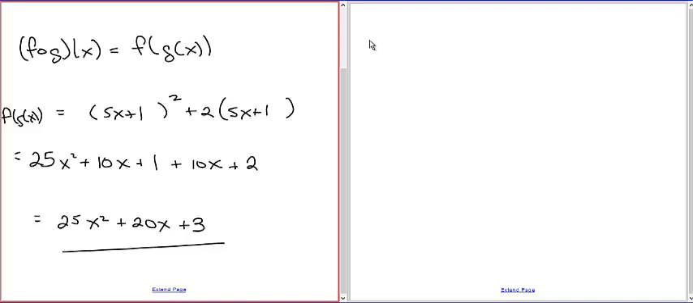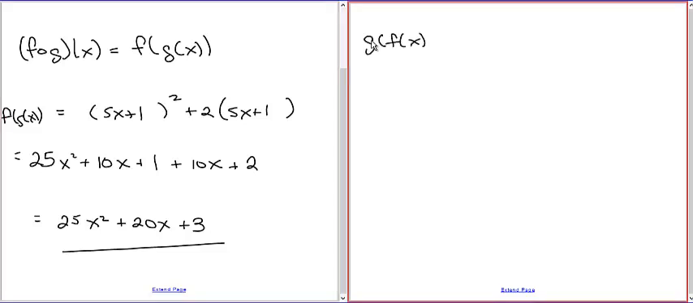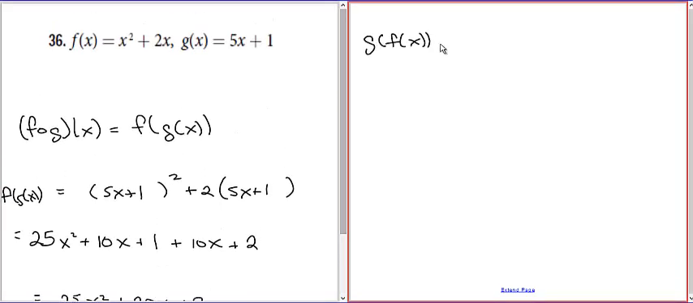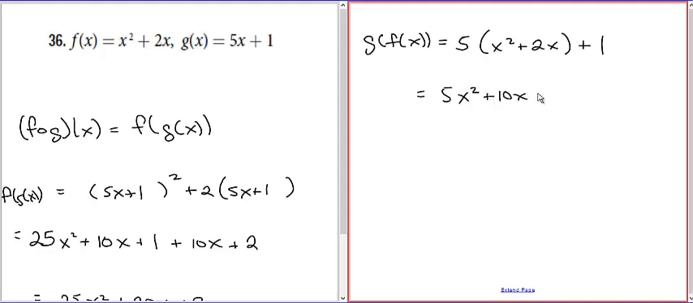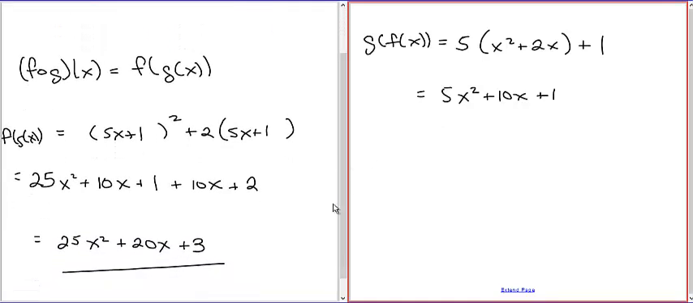And then to do g of f of x, I'm going to take g of x and put a parenthesis where x is. And I'm going to substitute in f of x inside the parenthesis. So multiply that out, you get 5x squared plus 10x plus 1. 5 times x squared is 5x squared. 5 times 2x is 10x. And we're done. Okay, so that's g of f of x versus f of g of x.